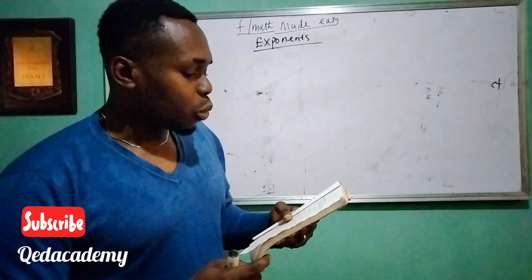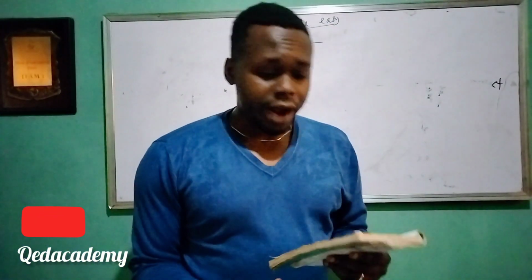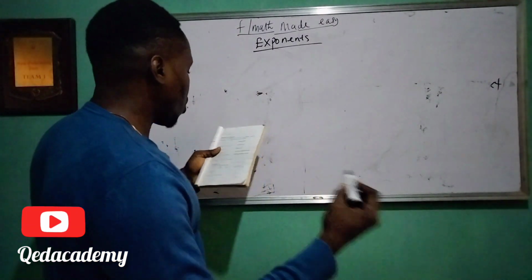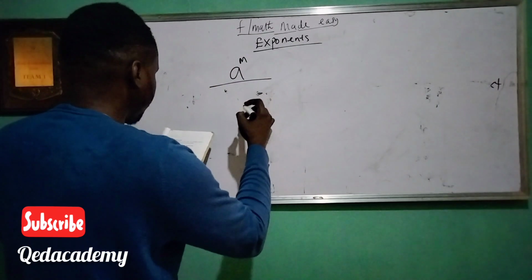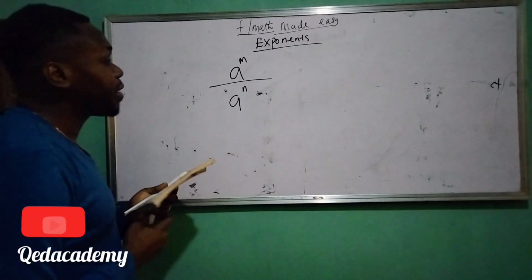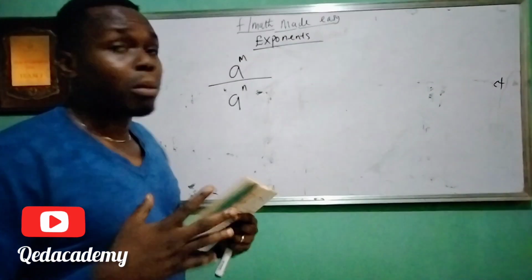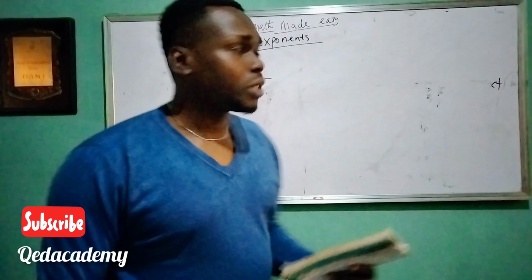Yeah. So without wasting much time, we are going to be looking at the quotient rule, right? So how does this work? The quotient rule simply says that we have a to the m over a to the n, right? There are several ways we can express this. I'm going to show you two ways, okay, so that for understanding's sake, everybody can be carried along.